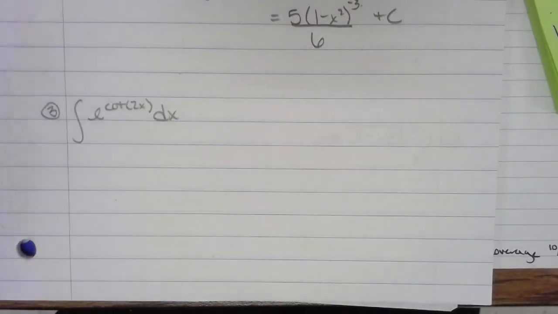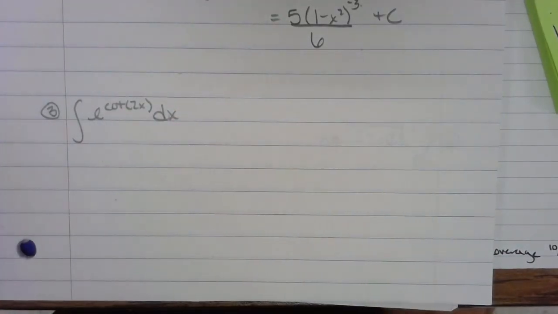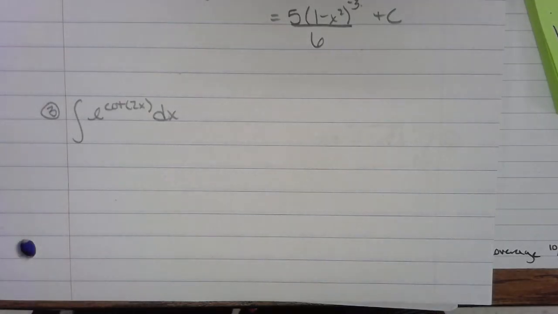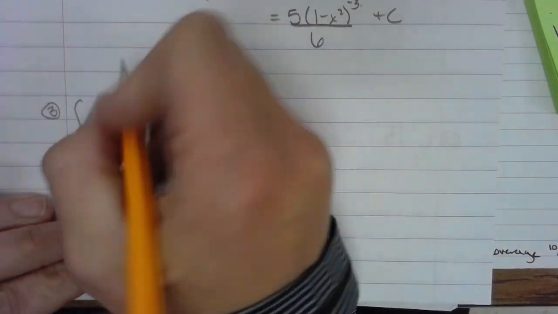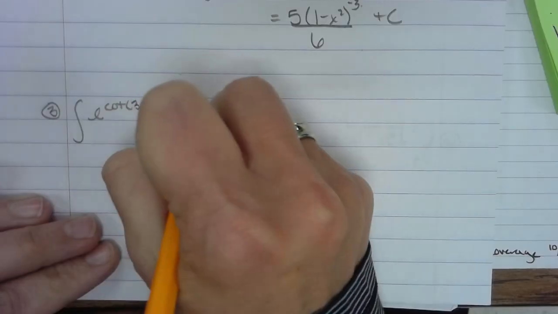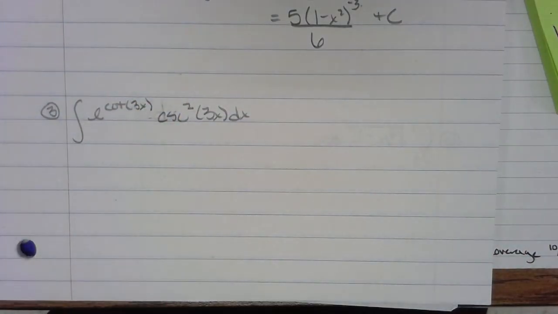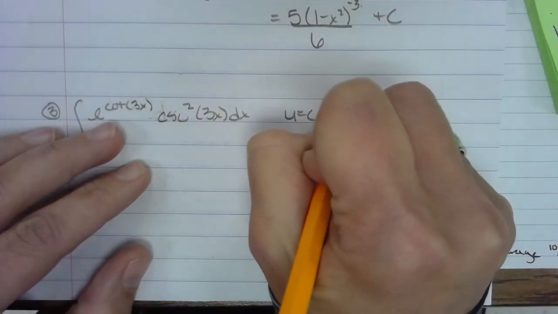All right, number 3. Hold on one second, I just rewrote this wrong. So this is cotangent of 3x, and then cosecant squared of 3x. Some things I start seeing is I see cotangent, and I know the derivative is cosecant squared. So my u should probably be cotangent of 3x.